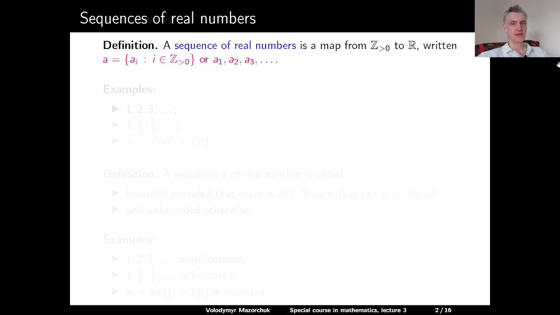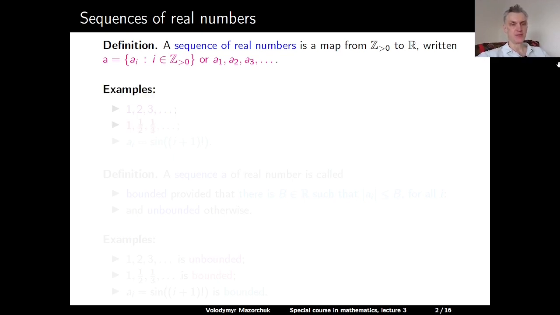Definition: a sequence of real numbers is a map from the set of all positive integers to the set of all real numbers. And this is usually written as A1, A2, A3, and so on. So A_i is the image of i under this map.